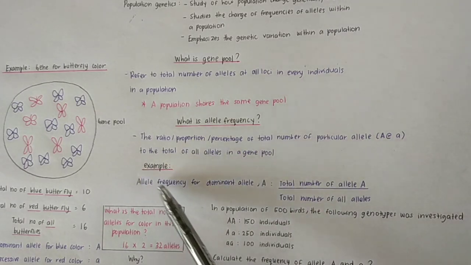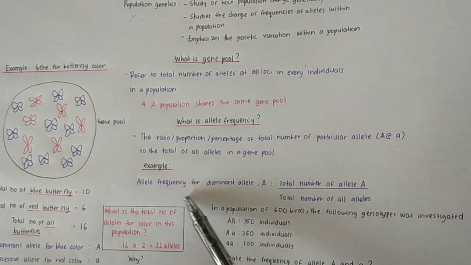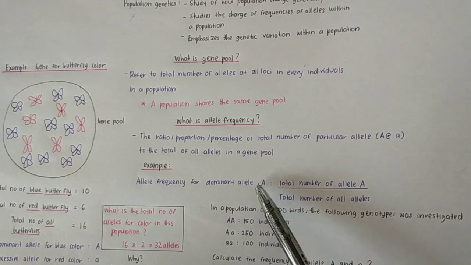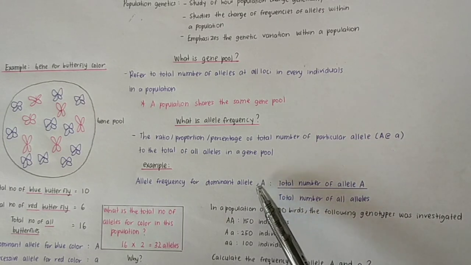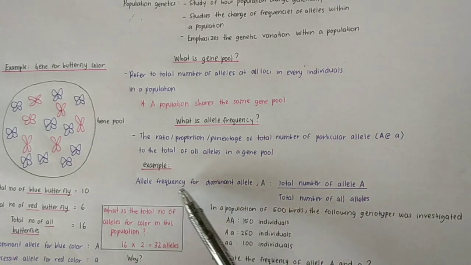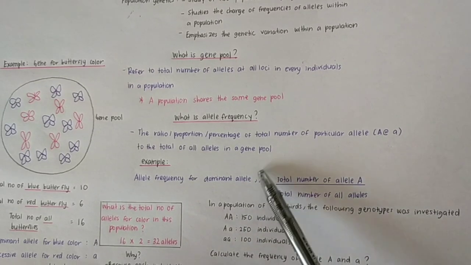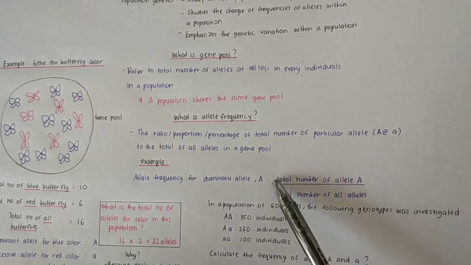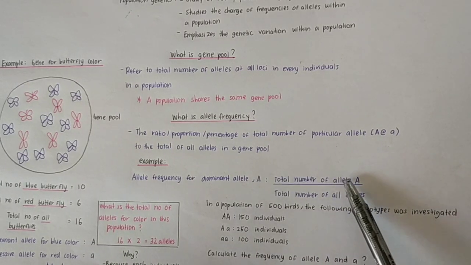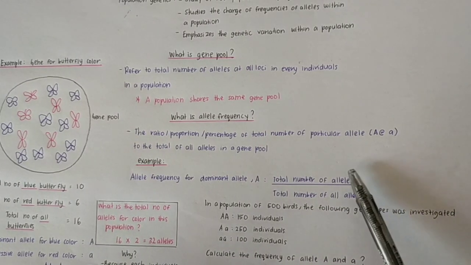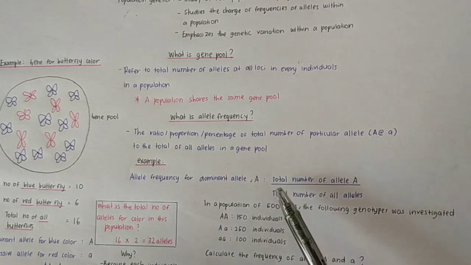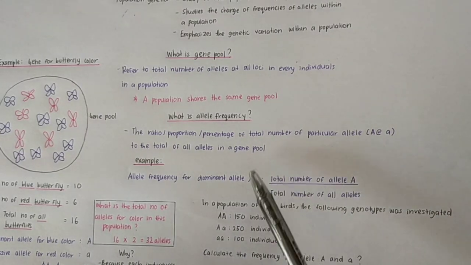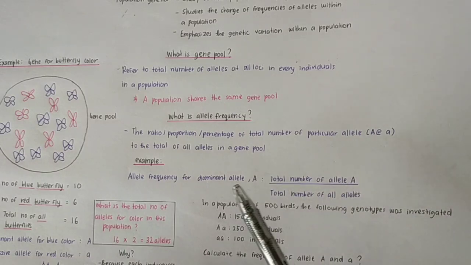Okay, so let's say we look at the example here. So how to calculate the allele frequency for dominant allele? Dominant allele is represent by capital A. So you write like this, allele frequency for dominant allele, comma, A, double dot. So first of all, if you look at the formula, total number of all allele capital A, maksudnya dominant allele, over total number of all alleles in a population. So this is the formula, how to calculate the allele frequency.